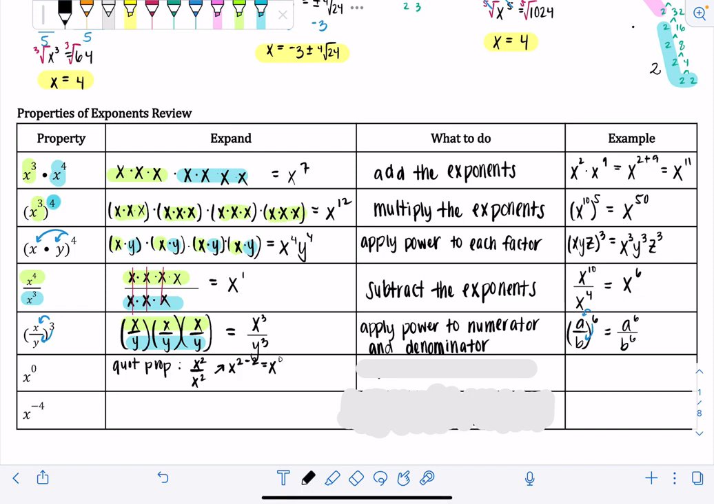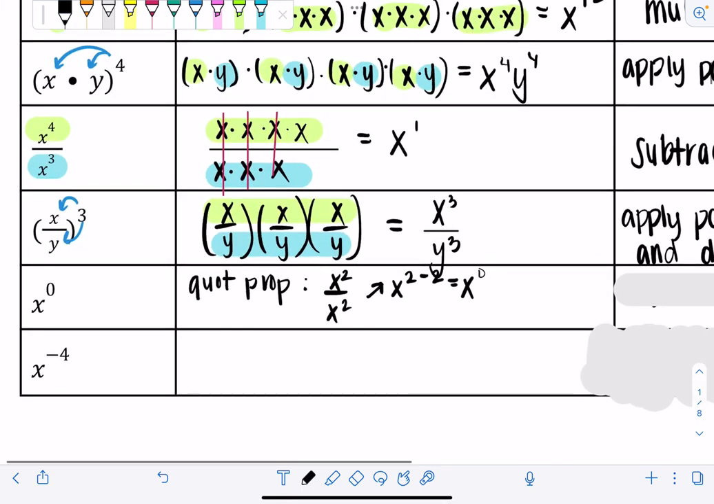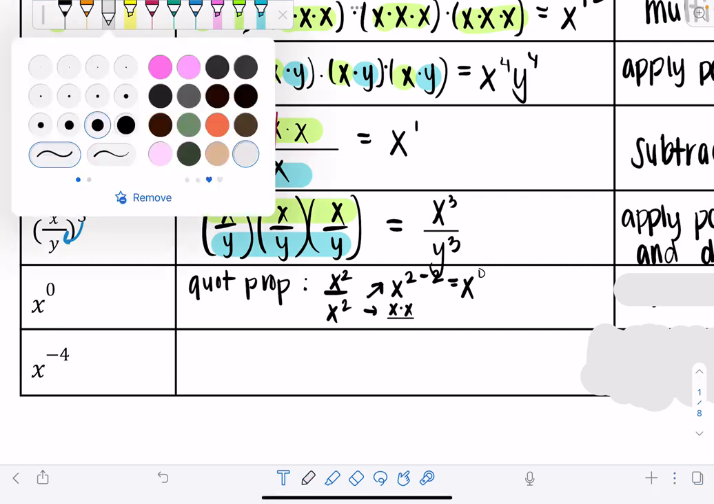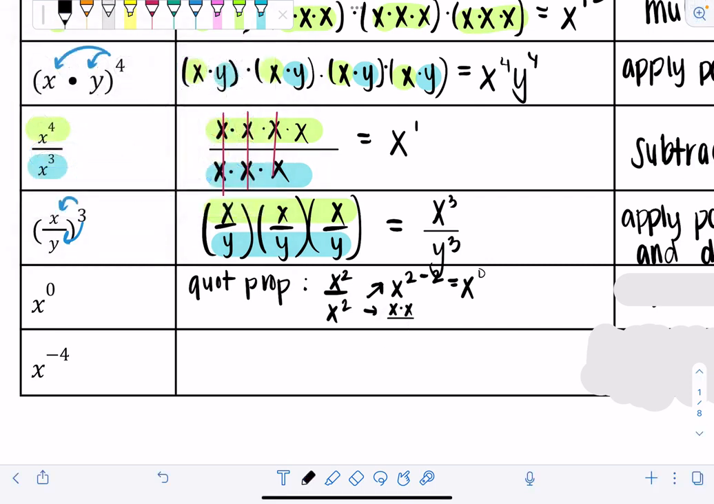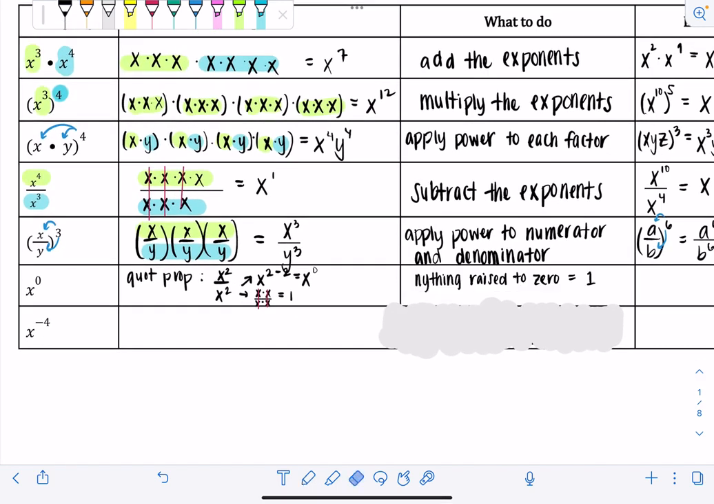But if I were to actually expand the x squared over x squared, it would become x times x over x times x. Sorry, it's a little crunched in there. But anyways, x times x over x times x, both x's cancel out. And if everything cancels out, I'm not left with 0, I'm left with 1. So anytime you have something raised to the 0 power, it's equal to 1. So that's the shortcut. Anything raised to the 0 power equals 1.